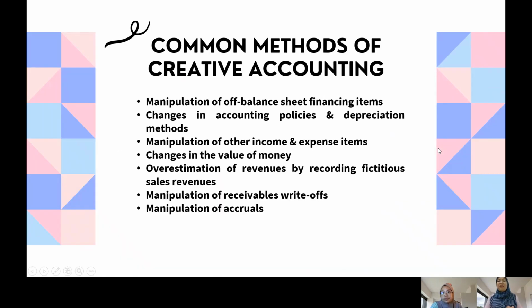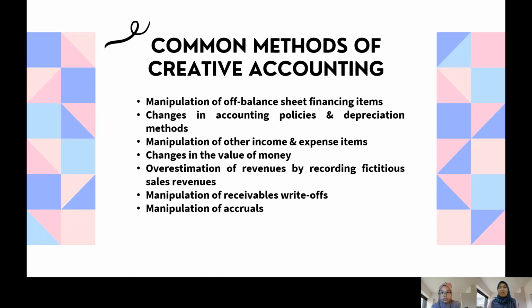Right, thank you, Dini. So the next part is the common methods of creative accounting, so maksudnya cara yang banyak digunakan lah dalam industri. So the first one is manipulation dalam off balance sheet financing item. So basically company ni tend to manipulate diorang punya balance sheet to make sure that the company punya financial statements tu nampak healthy. And the second one is changes in accounting policies and depreciation methods.